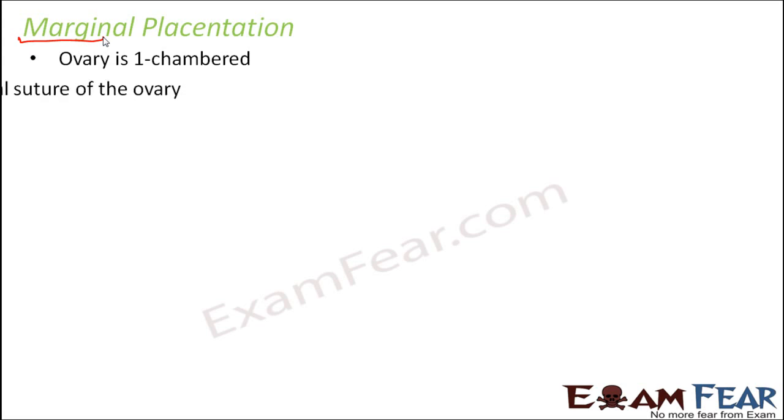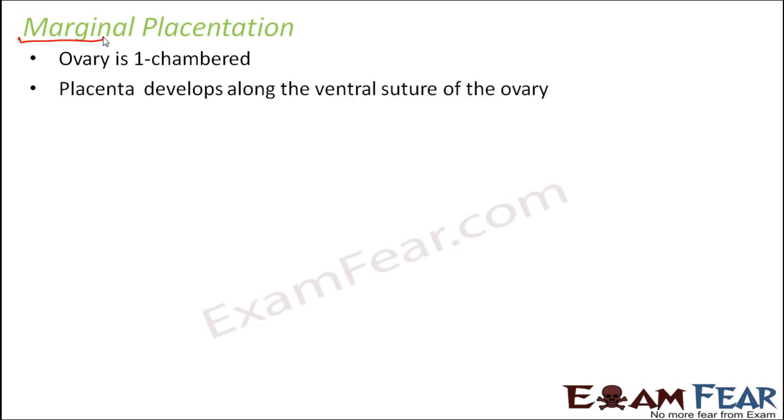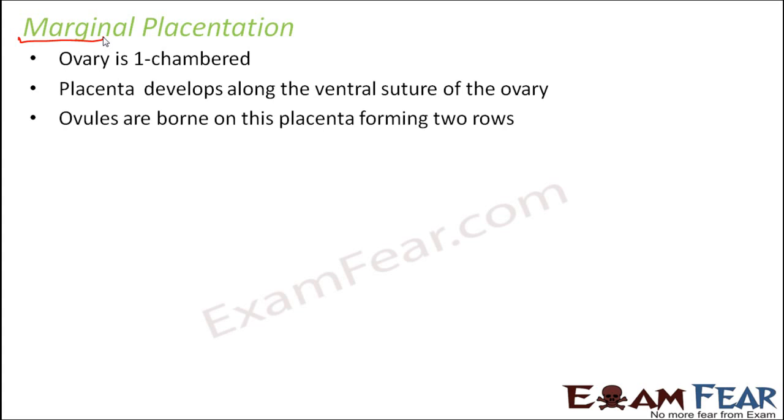So let us start with the first type, that is marginal placentation. The name itself gives us a hint. Marginal has something to do with the margin. Let us see what it is. Here the ovary is one chambered. So the entire ovary will be just one chamber. There is no division of chamber. Placenta develops along the ventral suture of the ovary. So it is just along one margin where you actually see the placenta. Ovules are born on this placenta, forming 2 rows.